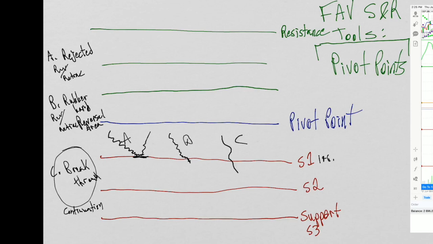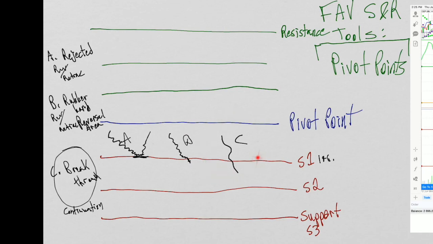Option B, you have the price line extend itself through the support area, but not far, which you'll usually see a wick present itself as the price returns back above that line, which is what I like to call rubber band. So imagine the support being a rubber band, the price stretching it down a little bit and then bouncing back in the opposite direction, which is what I consider option B, a rubber band.